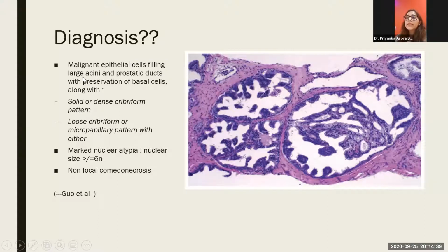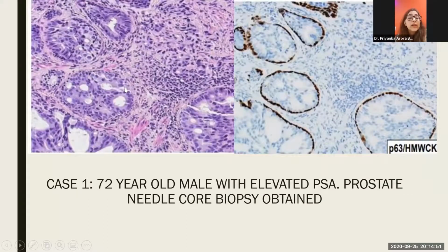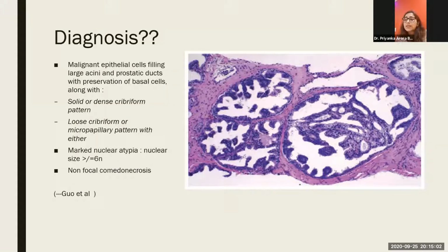Now here, malignant epithelial cells filling large acini and prostatic ducts with preservation of basal cells, along with, number one, a solid or dense cribriform pattern that we saw. Here, this is a solid or dense cribriform pattern. The entire lumen is expanded by the cells. More than 50% of the lumen is expanded by the cells. Then a loose cribriform or micropapillary pattern that we see here. This is the micropapillary pattern in which you see these micropapillary excrescences.